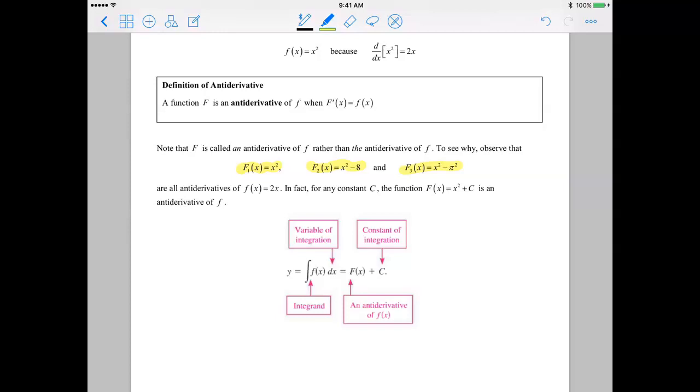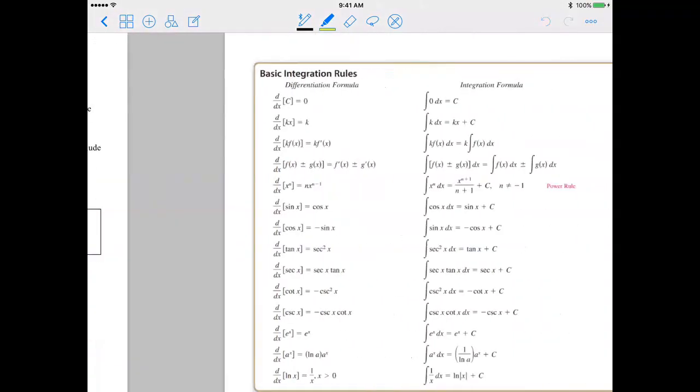So the way that we deal with this is by using what's called a constant of integration, and that's what you can see right here, that we're going to add on to what is called an indefinite integral. We'll talk about definite integrals in a later lecture, but this lecture will be all about indefinite integration.